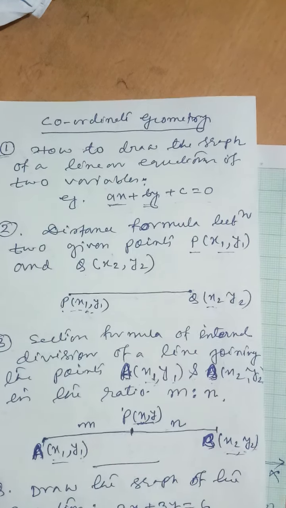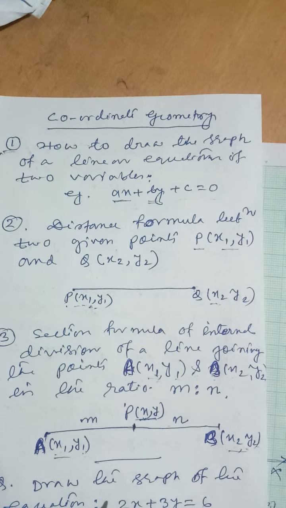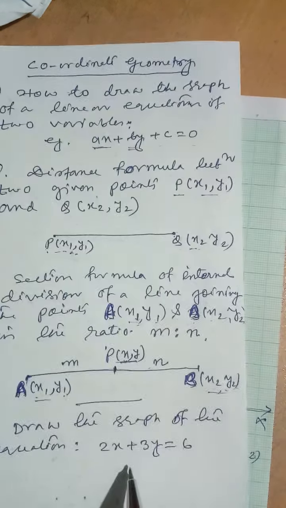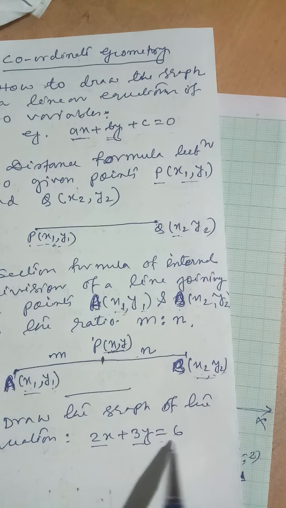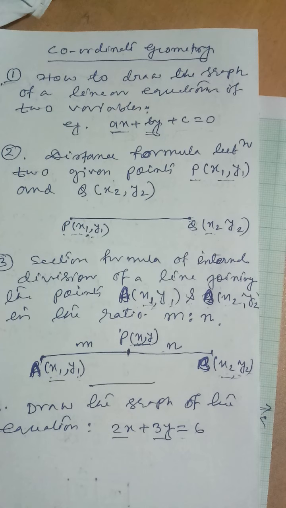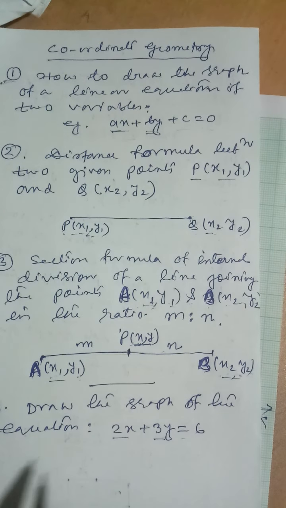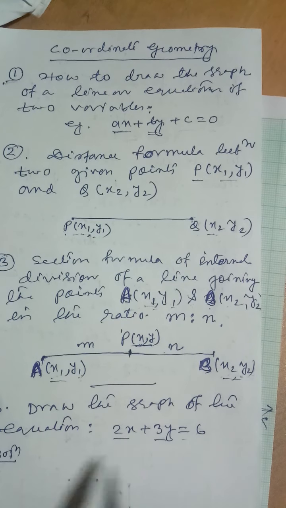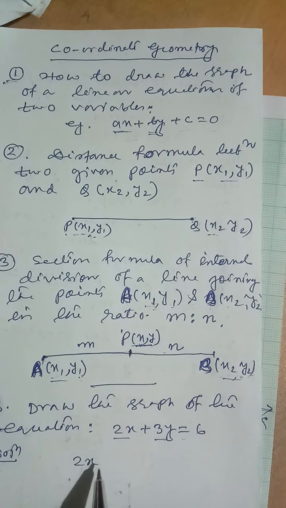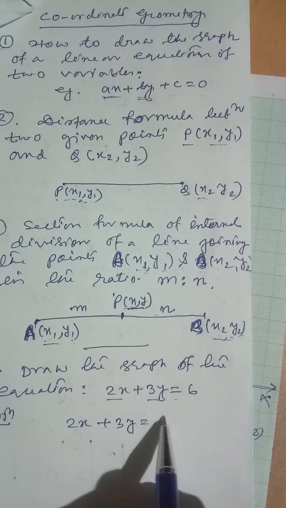Now we shall discuss how to draw the graph of a linear equation of two variables. So one example is taken, that is 2x plus 3y is equal to 6. To find the graph of this equation, we have to follow the steps. Solution: we have to rewrite the given equation, that is 2x plus 3y is equal to 6.